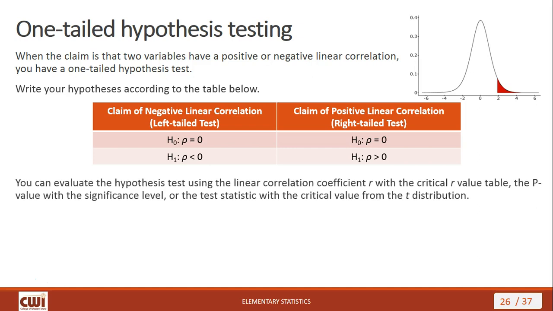Once we have set up the hypotheses, we can evaluate the hypothesis test using a linear correlation coefficient with the critical R-value table. We can use the p-value with a significance level, or we can use the test statistic with the critical value from the t-distribution. So we have three different ways to resolve the test, but they'll all three come out the same.